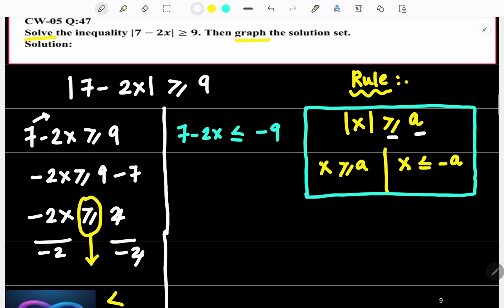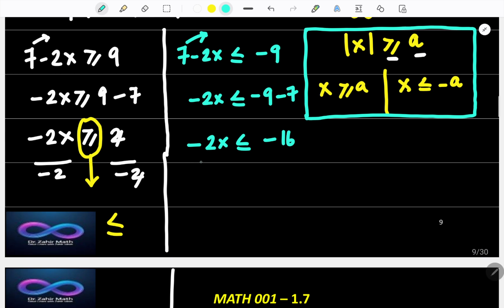Let's go to the right side. What is on the right side? The same thing, minus 2x less than or equal to minus 9. This 7 goes that side, which is minus 7. So minus 2x less than or equal to minus 9 minus 7, which is minus 16. So I divide by minus 2, I divide by minus 2. When I divide by minus 2, this becomes what?